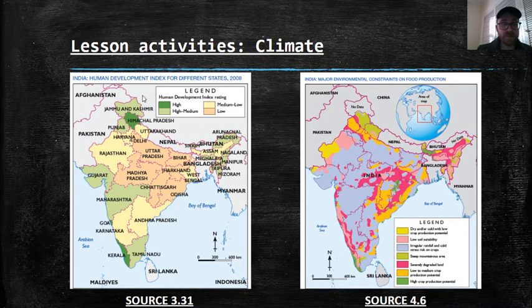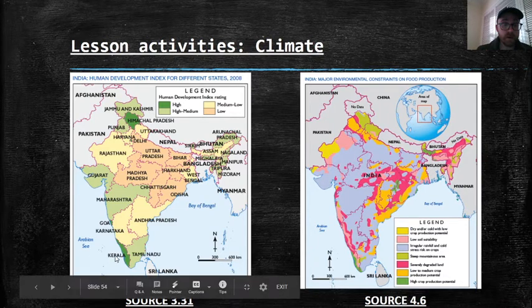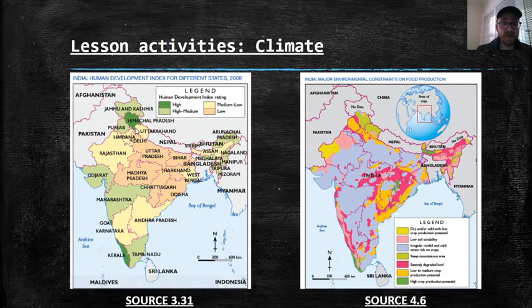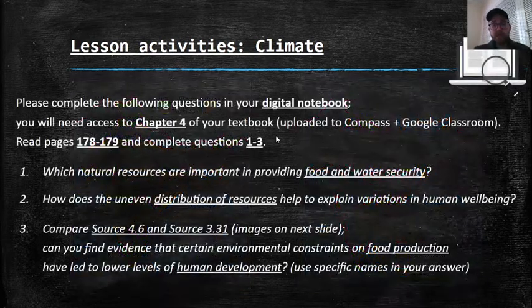And then on the left here, we have a map of HDI for the different states in India. So HDI stands for Human Development Index. And what that means basically is the human well-being of the region, so the health and happiness. So the higher the human well-being, the better their life is. So these dark green areas like Kerala and, well, I'm not going to pronounce that one, they have high human well-being, whereas in these kind of orangey ones in the middle here, very low human well-being. But I'll get to that when we get to question 3.